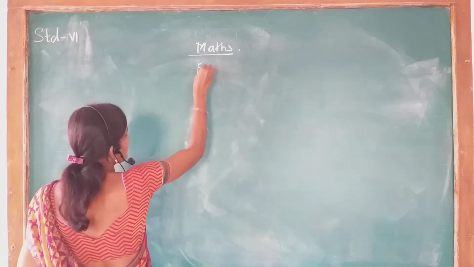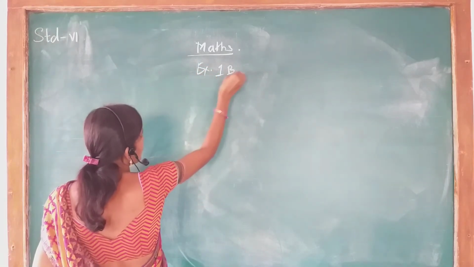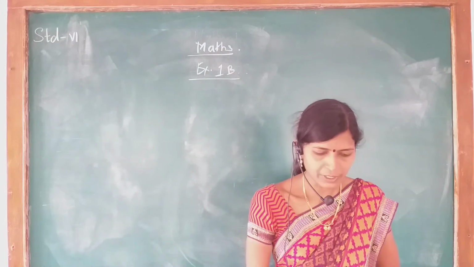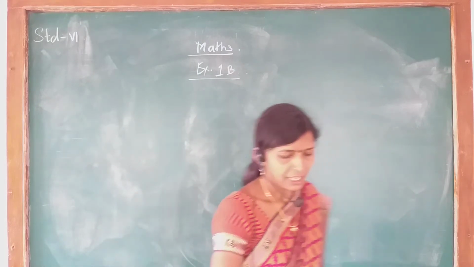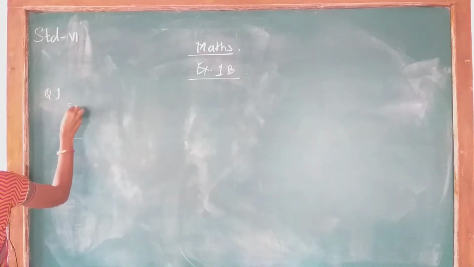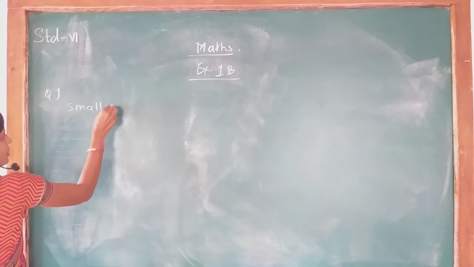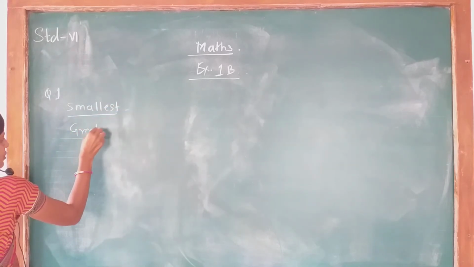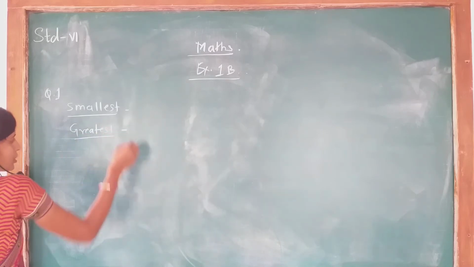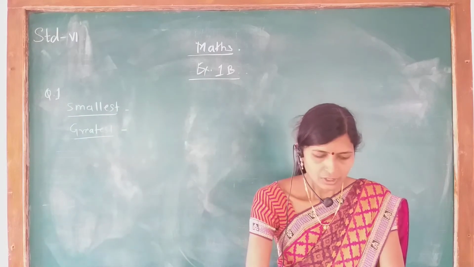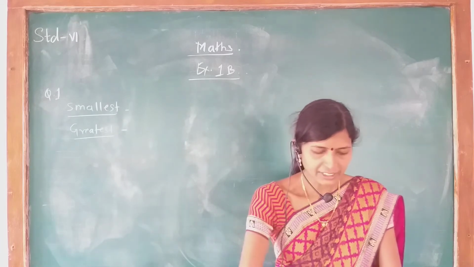See exercise 1B. Open your textbook, page number 12, exercise 1B, question number 1. Identify the smallest and greatest number. You have to identify the smallest and the greatest number. See here, first question. Which numbers are there? We'll write those numbers first.